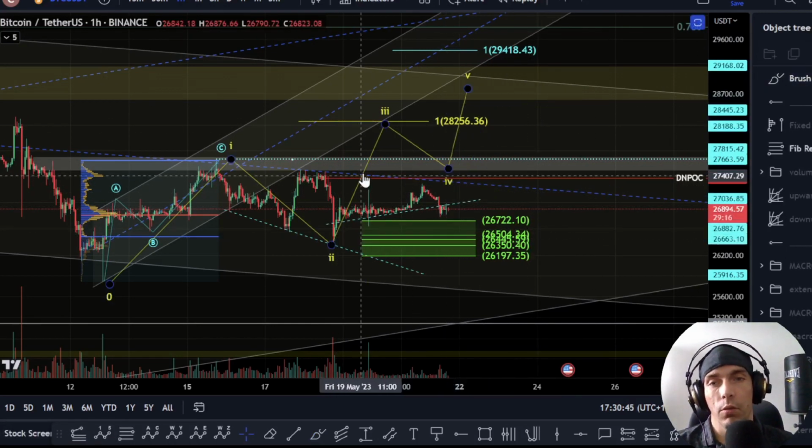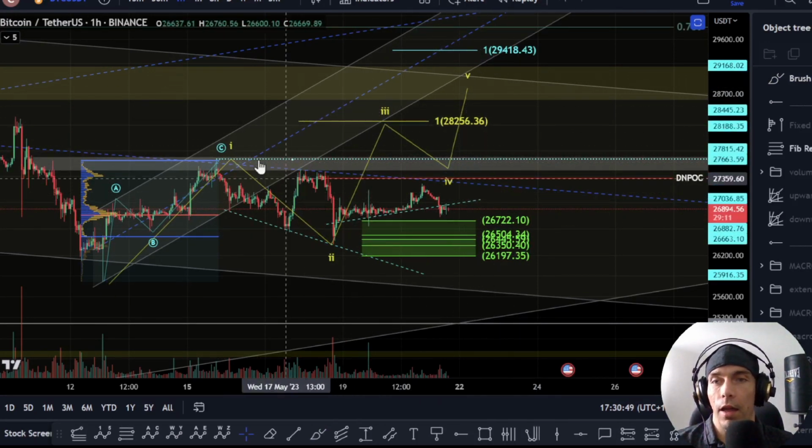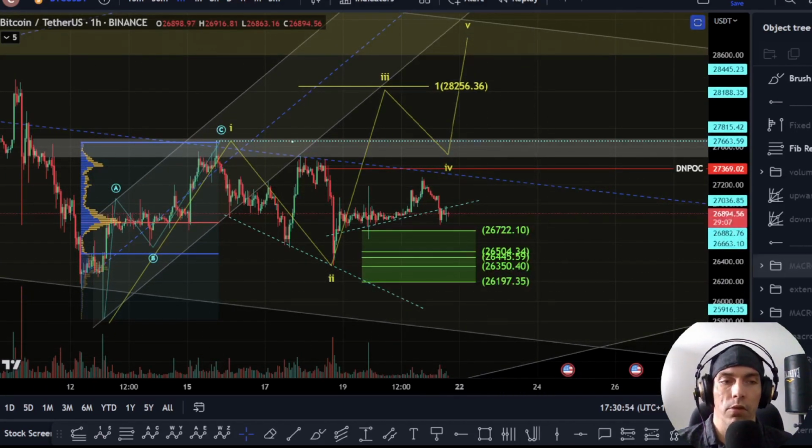We can potentially argue that we are starting to form this, but really what we need to see is a bigger move to the upside here and actually taking this wave 1 area. Until we actually break back above this, we have those two bearish scenarios.